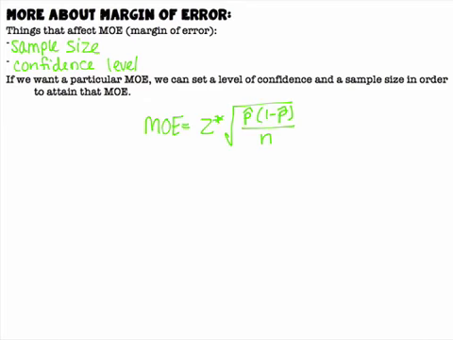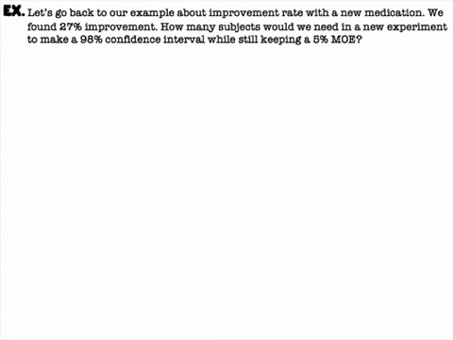So some more information about margins of error. Things that affect the margin of error are the sample size and the confidence level. If we want a particular margin of error, we can set a level of confidence and a sample size in order to attain that margin of error. So margin of error is equal to z star times the standard error, which is the square root of p hat times 1 minus p hat over n.